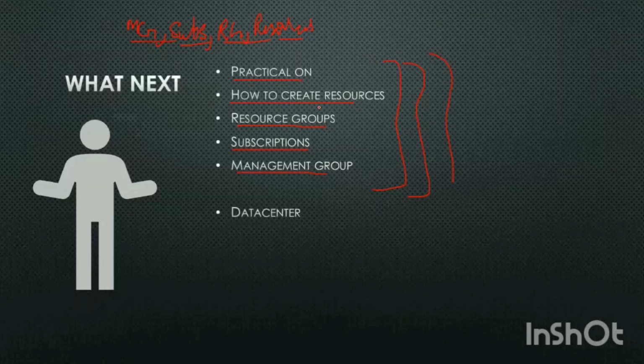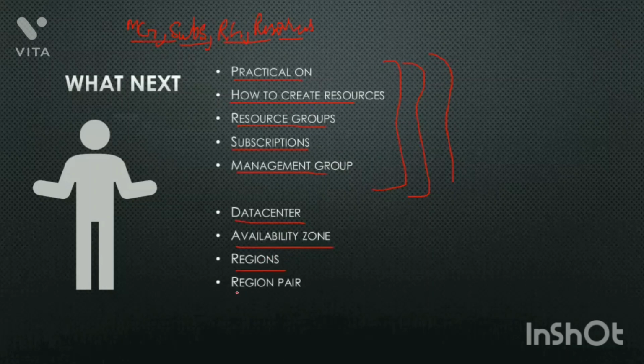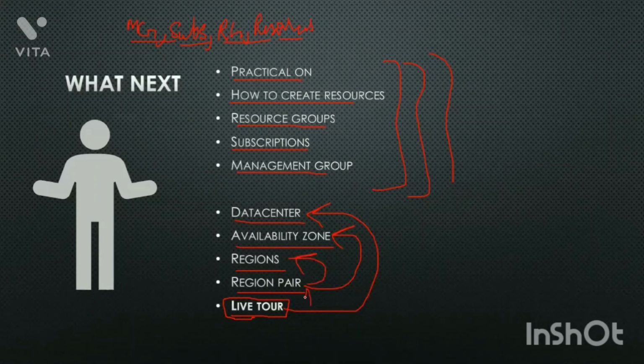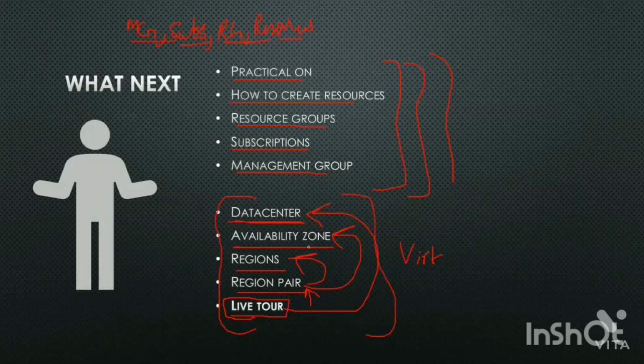What's next? In the next video, we are going to see what a data center is, what an availability zone is, what a region pair is, and we will see, most importantly, how the data center looks, how the availability zones look, and how the regions look, and what a region pair is, in a live virtual mode. So stay tuned for that. I can guarantee you will enjoy the live tour of all these topics. Visualize how, in the real world, the data center and the availability zone look. It will be an enjoyable journey, and I hope you like these topics.